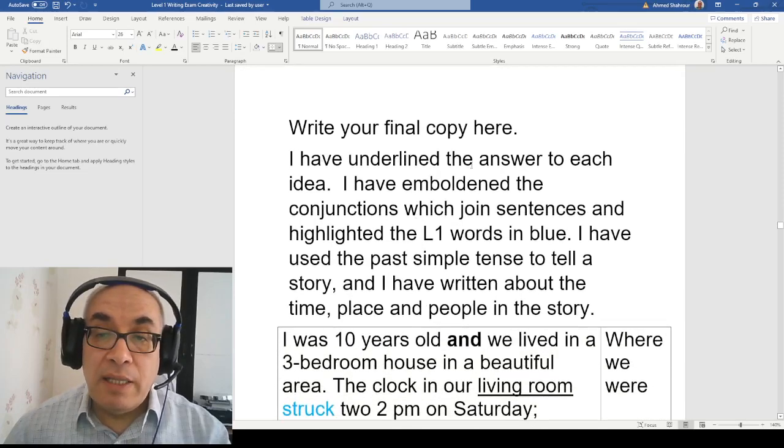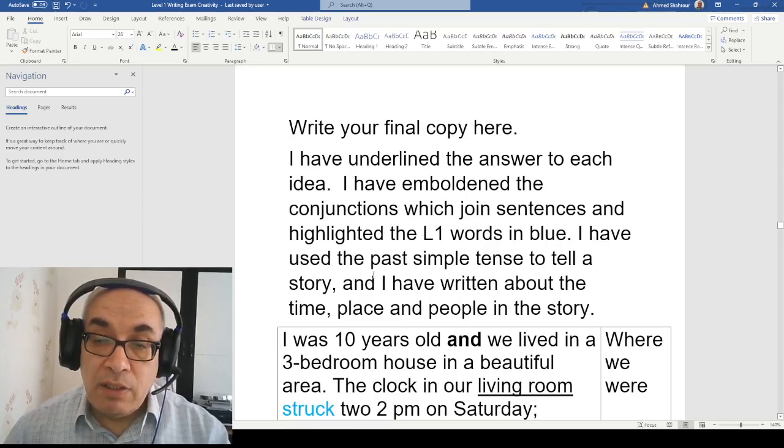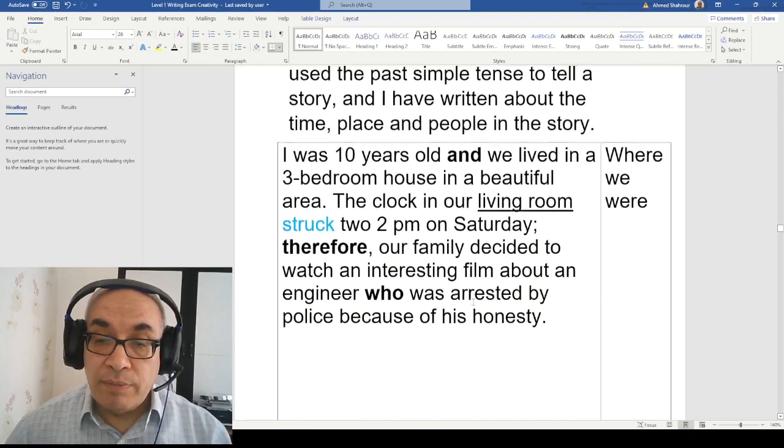I have underlined the answer to each idea. I have emboldened the conjunctions with joint sentences, and I highlighted the level 1 words in blue. I have used the past simple tense to tell a story, and I have written about the time, place and people in the story.